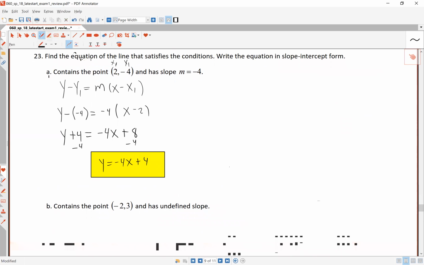Letter B says the line that has the point -2, 3 and has undefined slope. So immediately when you see something that says undefined slope, you should think of the mnemonic device VOOCs. And their equations have to be x equals a number, and it's got to pass through all the -2, so it's x equal to -2 as the equation.